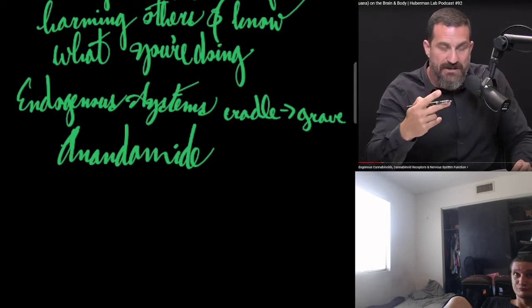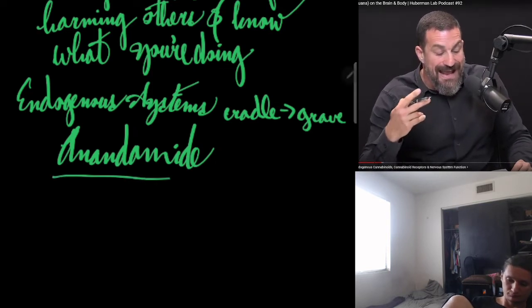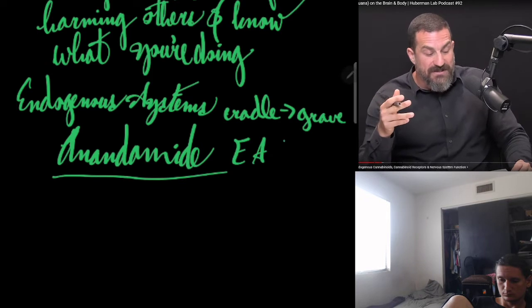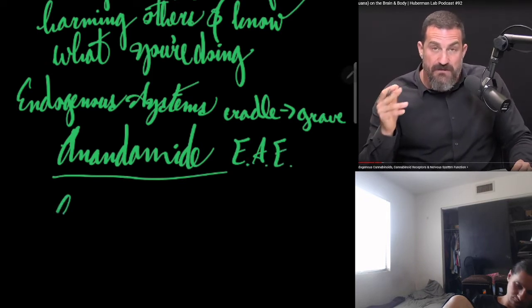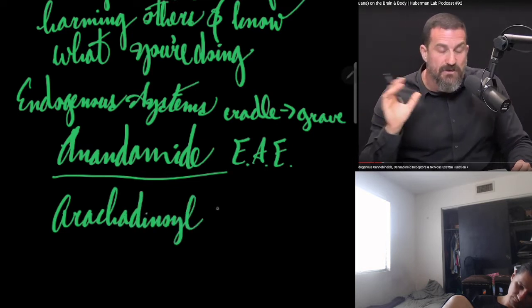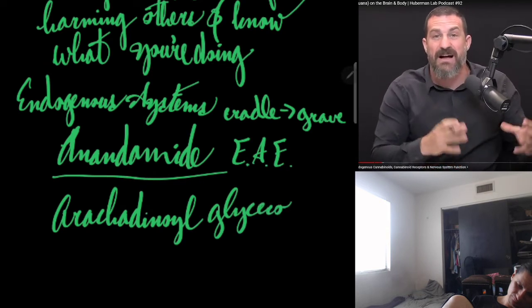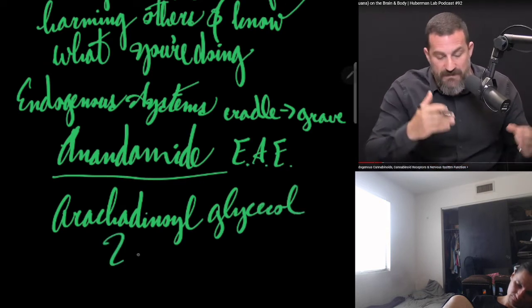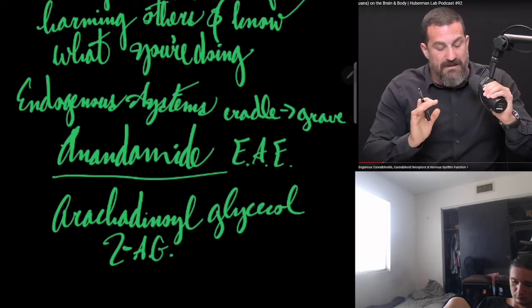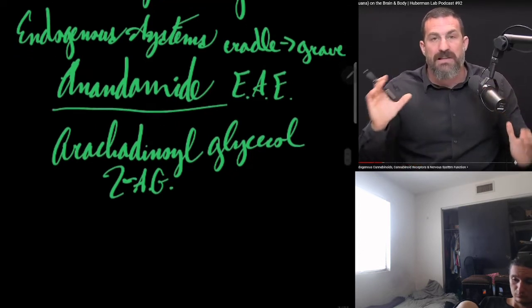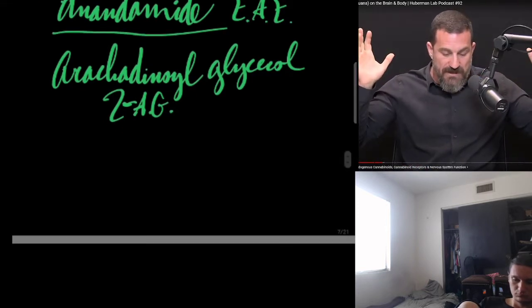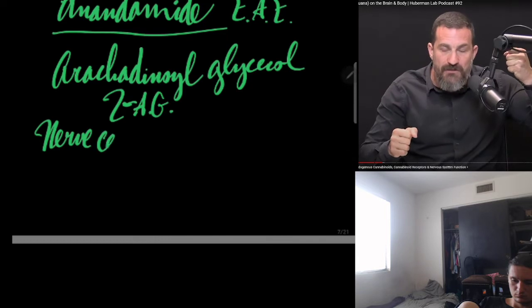The two main endogenous cannabinoids that we want to consider are anandamide, which we refer to as EAE, and another one, arachidonoyl glycerol, which we will abbreviate 2AG. So let's just take EAE and 2AG, lump them together, and talk about the endogenous cannabinoids, just to make it simple. But if you want to do the deep dive on anandamide versus 2AG, please be my guest. The endogenous cannabinoids are released from neurons. What are neurons? Neurons are nerve cells. And nerve cells should be conceptualized like this. You have presynaptic neurons and postsynaptic neurons.